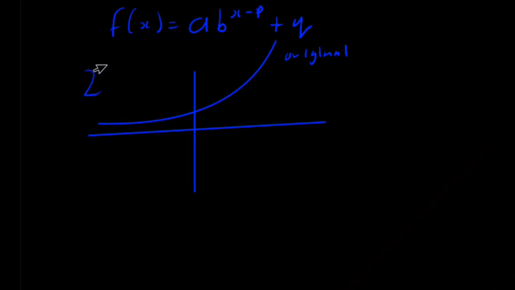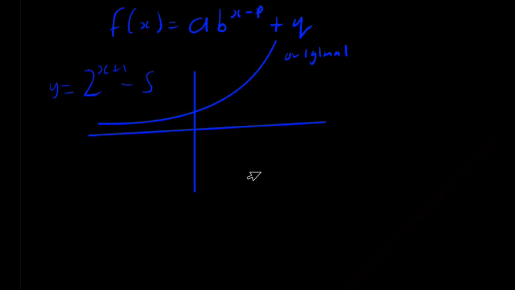Let's talk about b. For instance, let's make b 5, and let's say this is our equation. Whenever b is bigger than 1, and b is what is carrying the exponent, this is how the graph is going to look. It's going to be the original shape, right?